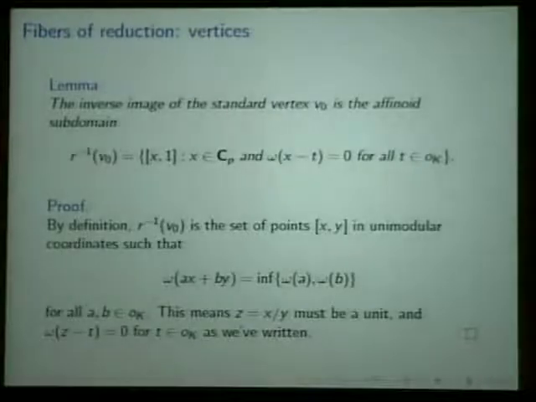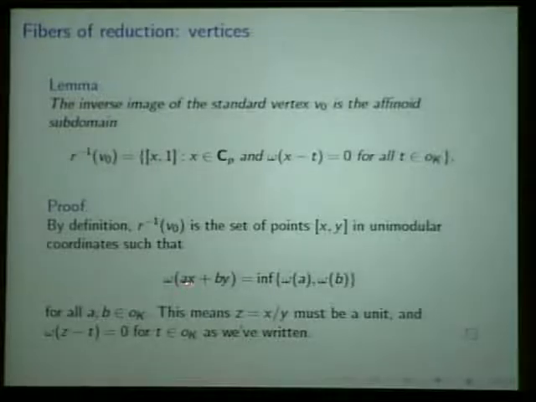And if you think about what that says, it says that x is in C_p and it's an integer in C_p, not congruent to a rational point mod p. And that's one of these punctured disks. If you take an edge, well, okay, this is the proof of that fact. You just have to check that that is, in fact, the norm.